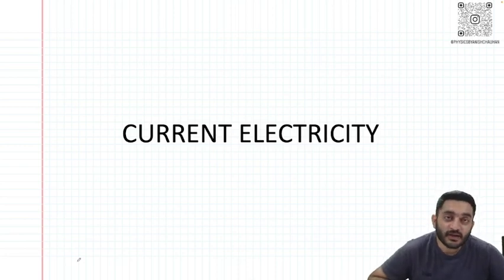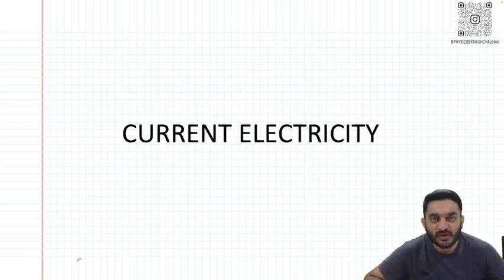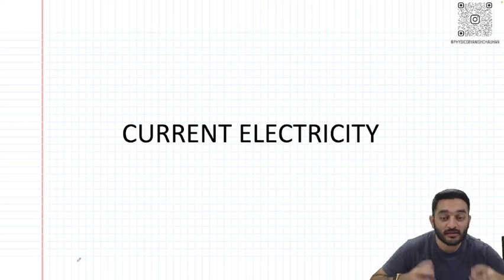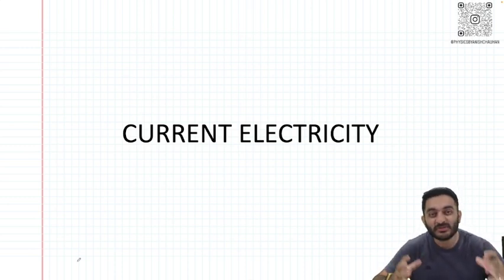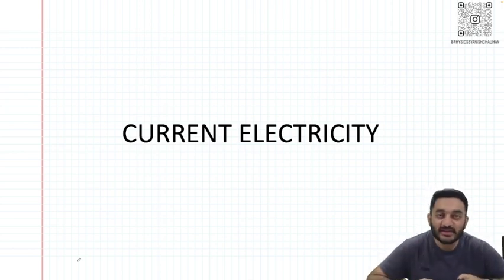Hello guys, in this module we are going to start with a new chapter, and the name of the chapter is current electricity. As we know, what do you mean by current? Current means something which is flowing, like current news. Now we need to understand that in this whole chapter the charges are going to flow, and how we need to understand this particular part, let's see in this particular module.